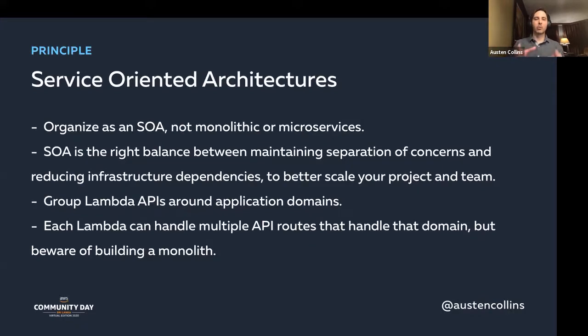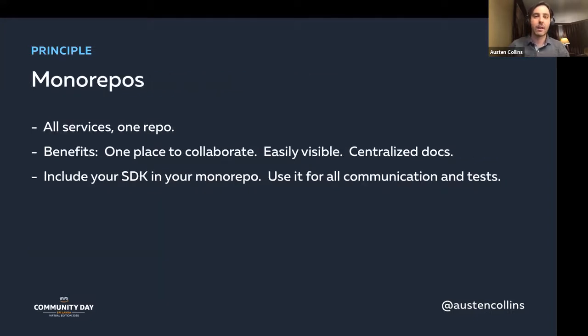So specifically, this means grouping a single Lambda function, a single Lambda backend, around application domains. Like this one could be in charge of users. It's great if you map it to a data model. Or this one is in charge of blog posts. This one's in charge of comments. And each Lambda can handle multiple API routes that handle that business domain. But just beware of building out that monolith. So we practiced this ourselves. We built a ton of functionality that's all running on probably 60 Lambda functions. It's pretty incredible. It's pretty efficient. Highly recommended. And in addition with that, we do recommend monorepos.